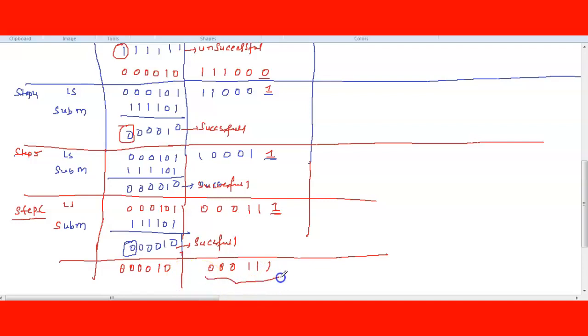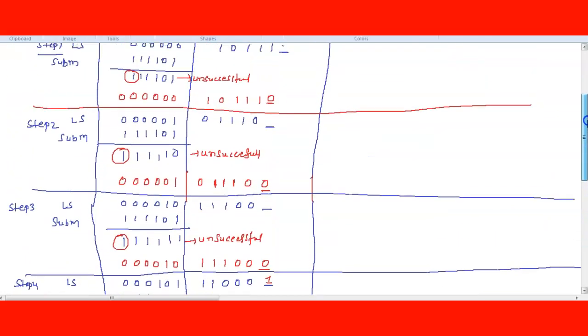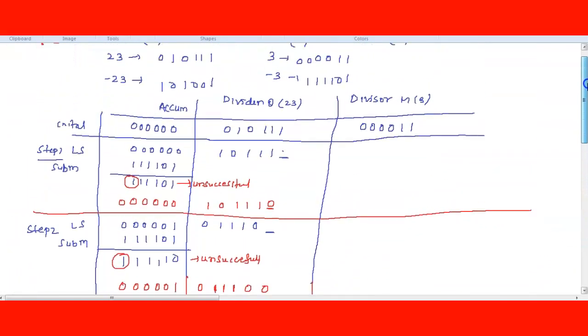So how much is this value? 7. This value is 2. So this is the remainder and this is the quotient. If you do 23 by 3, 7 is the quotient, and 7 times 3 is 21, so 2 is the remainder. Okay, so our steps are all correct. So this is how I have to do the restoration. Only simple things, this is basics only.